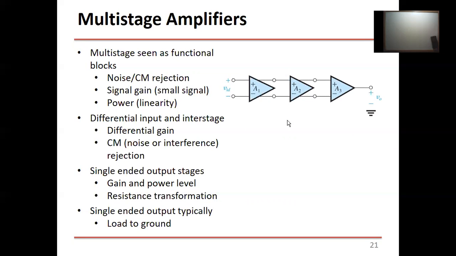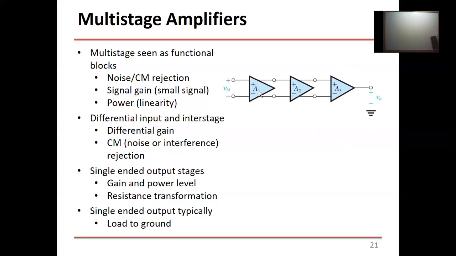The output stage is not a differential pair. It's a single-ended output stage, and it has gain and power. It's a power amplifier, and it does a resistance transformation, meaning that the previous stages will not see the low resistance here. They will see a very high resistance on this side, because this operational amplifier has a very high input impedance. So this amplifier will not see this low impedance at the output. This is why we call it a resistance transformation. You transform this low resistance at the output, and it will be seen by the second stage as a high resistance. And the final stage will see just the low resistance. So this one works harshly with the load, and this is why it has to be a power amplifier.